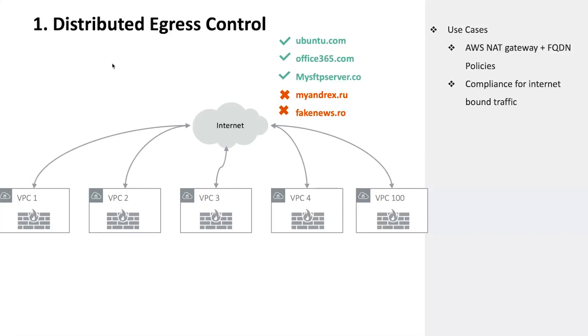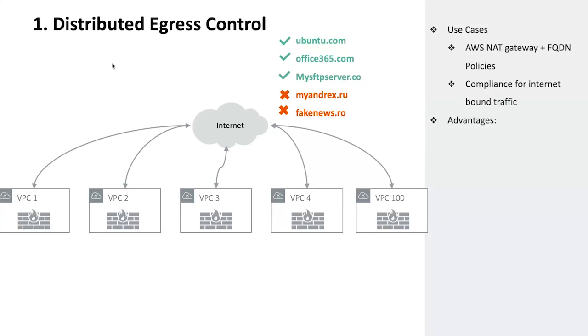The second use case, and you would find numerous references to this in PCI and even HIPAA, is compliance of the internet-bound traffic, where the compliance directly says that you have to have control over where the packets are going on the internet from your applications, if those applications are PCI or HIPAA type, and so on and so forth. So those are the two high-level requirements that drive this use case. There are many more that might be driving you to control your egress.